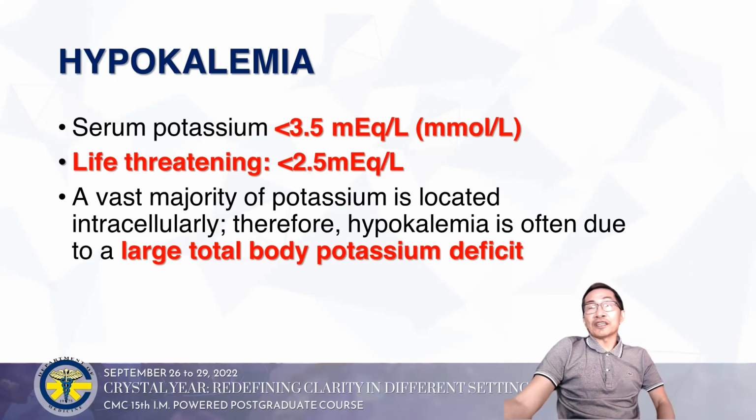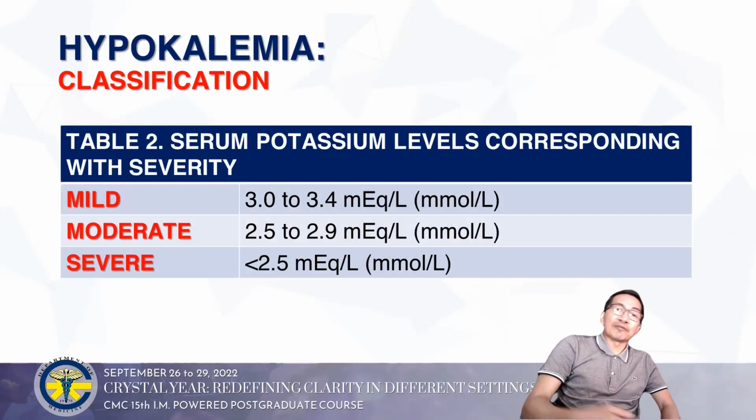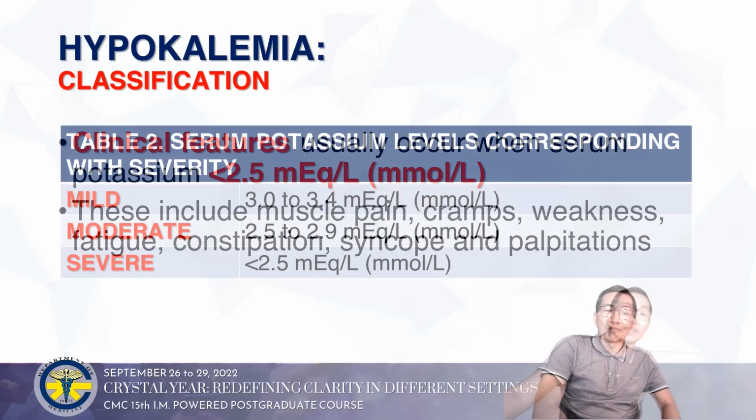It's life-threatening as well when you reach potassium levels below 2.5 milliequivalents per liter. A vast majority of potassium, as we said, is located intracellularly. And therefore, hypokalemia is often due to a large total body potassium deficit. Now, again, you classify this according to mild, moderate, and severe.